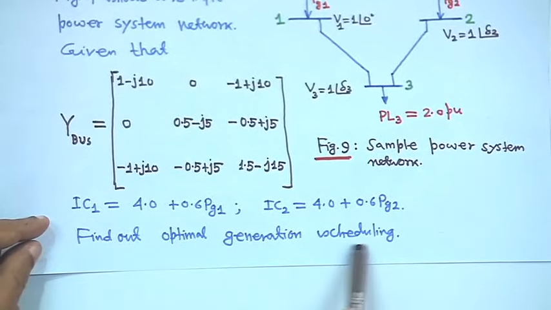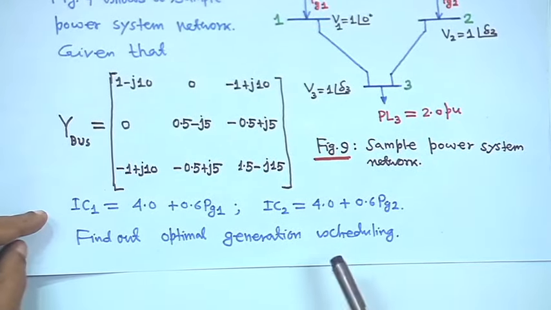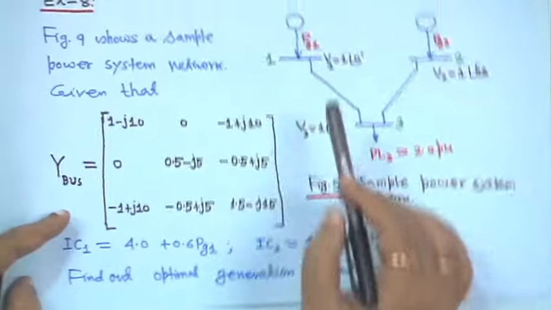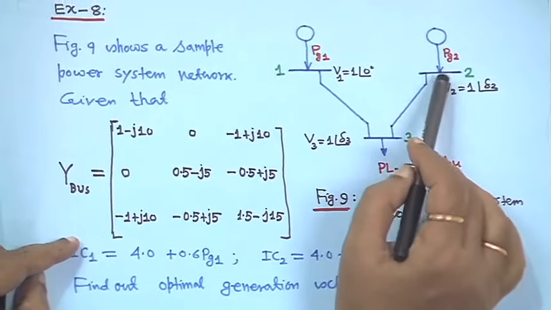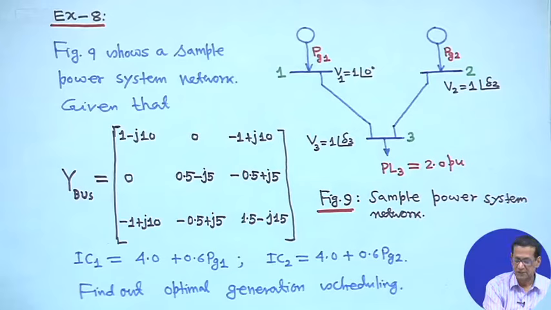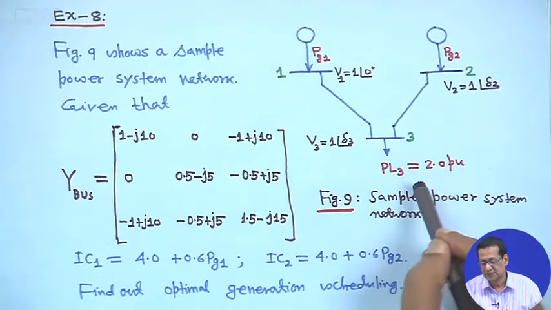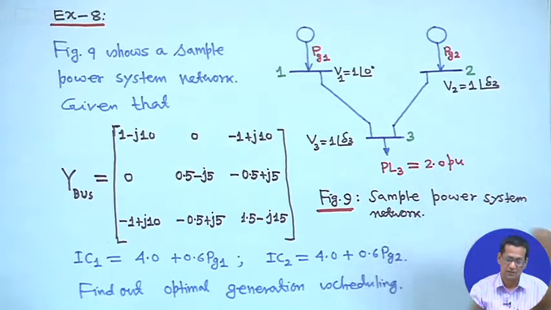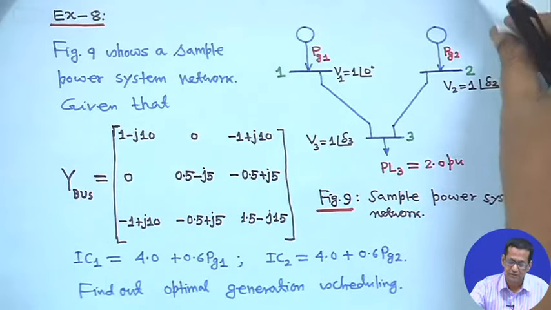You have to find out the optimal generation scheduling. So what will be the optimal generation scheduling? You have to find out Pg1 and Pg2. At bus 3 no generator is there, there is a load of 2. I will show you the steps of how one can manage it.